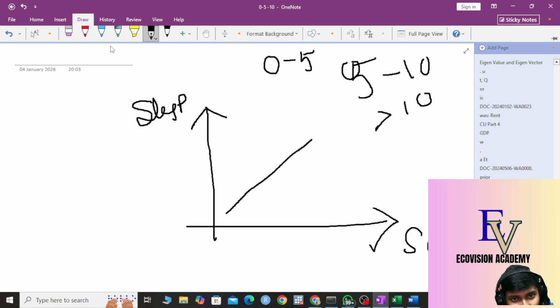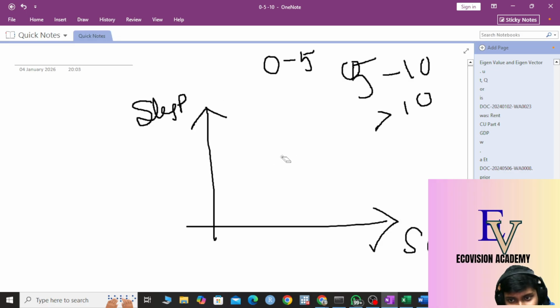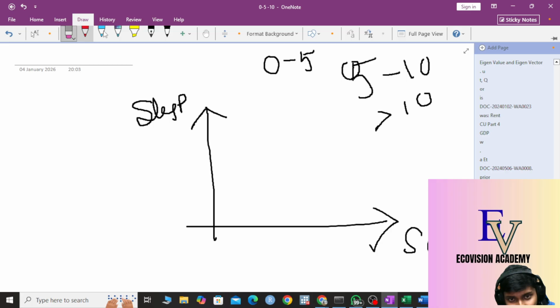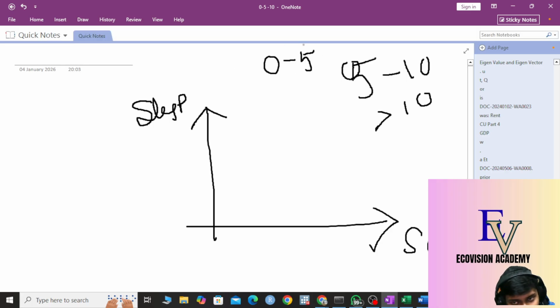And what you can do is run three regression models. For 0 to 5 hours, you can run a regression model and get the relation. For people who sleep between 5 to 10 hours, you can run a regression model and get the data. For people who sleep more than 10 hours, you run a regression model and get the data.